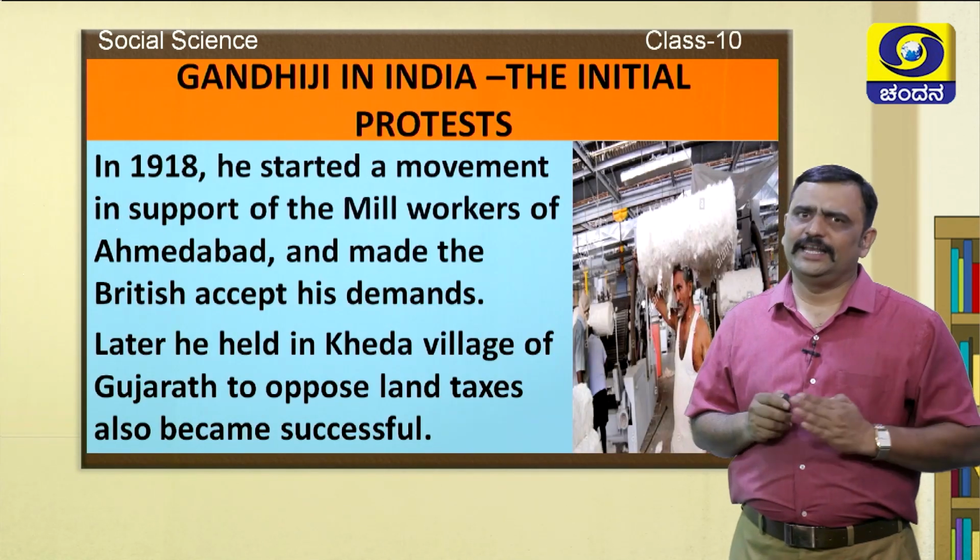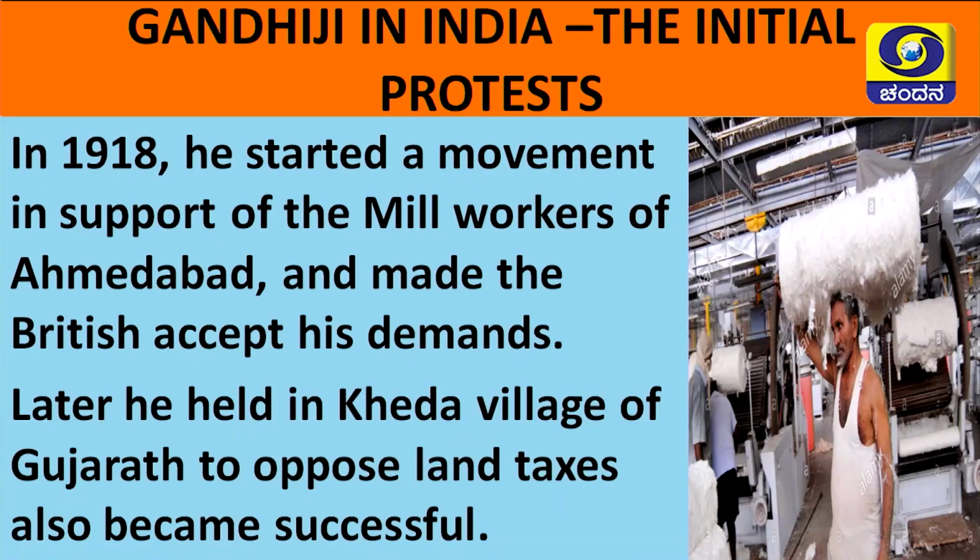Gandhiji in India, the initial protests. In 1918, he started movement to support the mill workers of Ahmedabad and made the British to accept his demands. Later, he held another movement in the Kheda village of Gujarat to oppose the land taxes, and he was successful in this particular protest also.